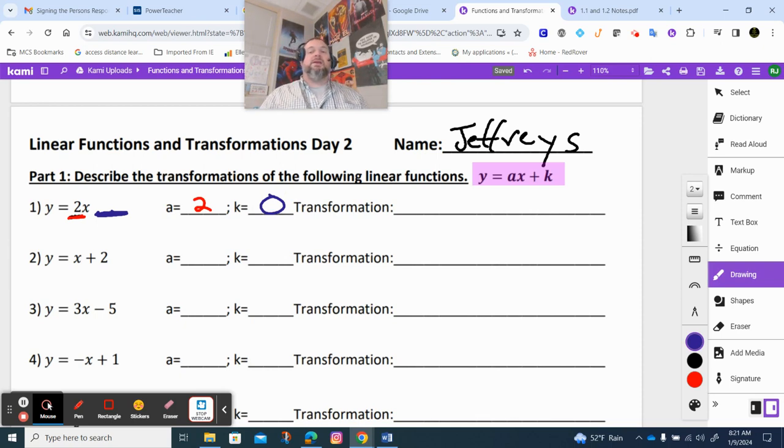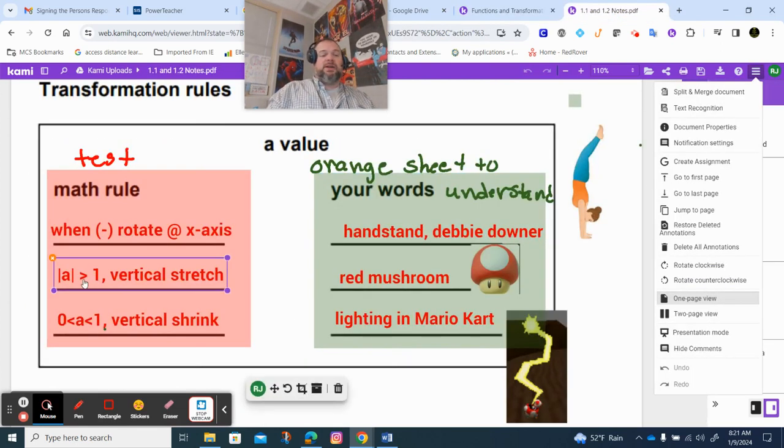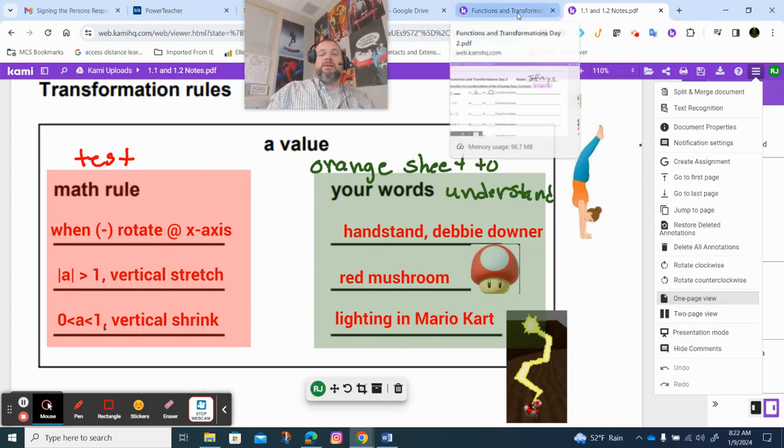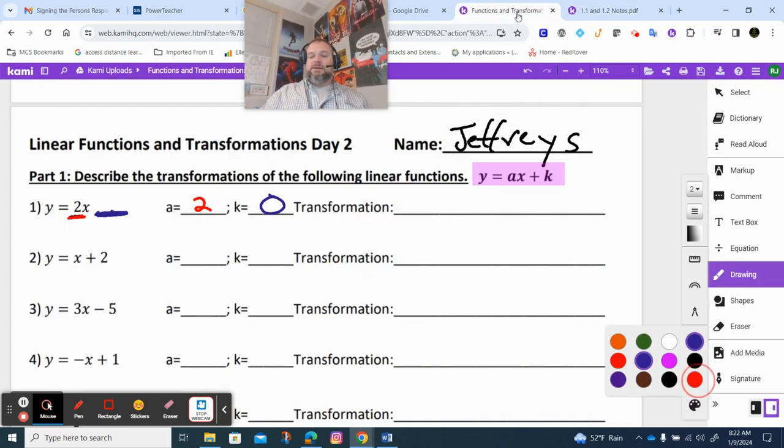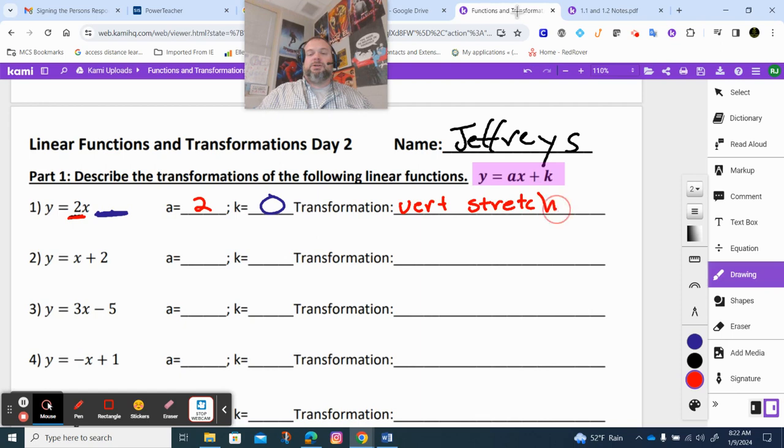Okay. So for our transformation, notes from yesterday, when it's greater than 1, vertical stretch. So we can say vertical stretch of 2.